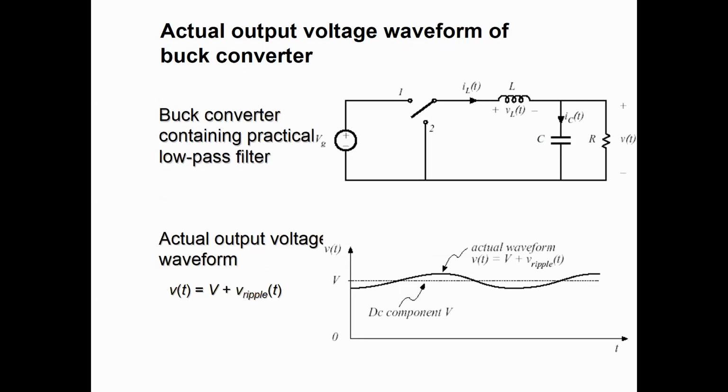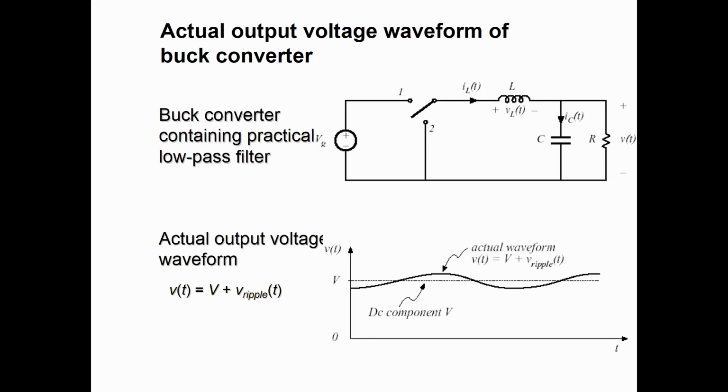If the voltage is 100 volts and there is 1% ripple, it means 101 and 99 volts, meaning there are plus 1 volt and minus 1 volt ripples in the output voltage. So the actual waveform will consist of the ripples and the actual DC voltage.